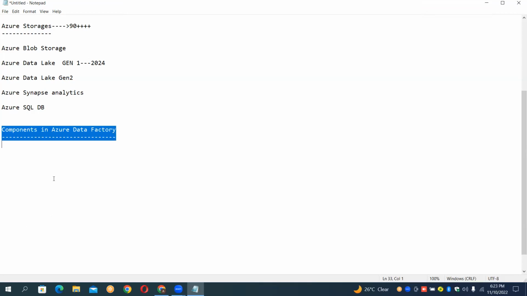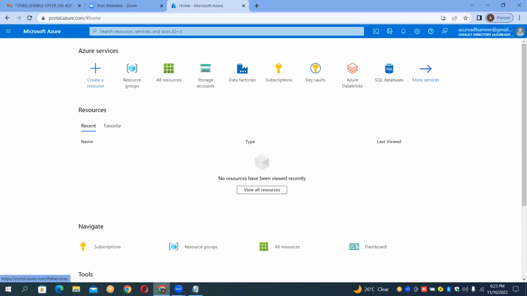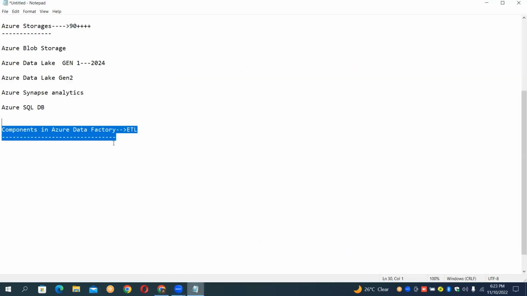Getting my point? What is Azure Data Factory? It is a service provided by Microsoft to perform the job of ETL. You know this already. So now, guys, let us discuss the components of ADF. That means we are going to start the ADF today: what exactly ADF is and what components we have. Okay, guys, just a minute.